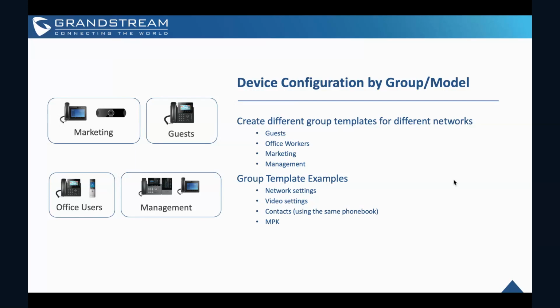templates. Some of the examples that we may want to do: what are the network settings that we want to put in there depending on their group? What video settings are we going to want to put in there depending on the group? Contacts, do we want to allow them access to the phone book? Do we not? Do we want different levels of phone book access based on different people's job roles or different groups?